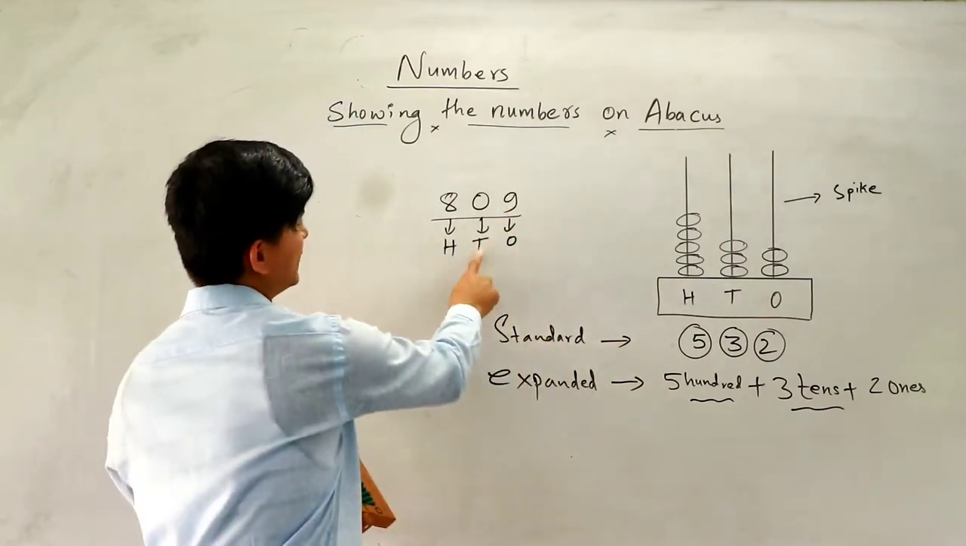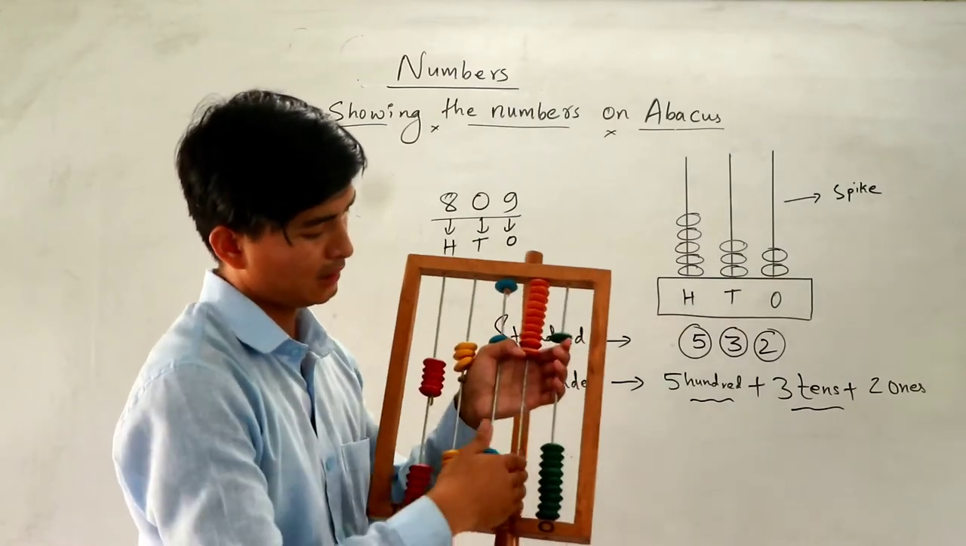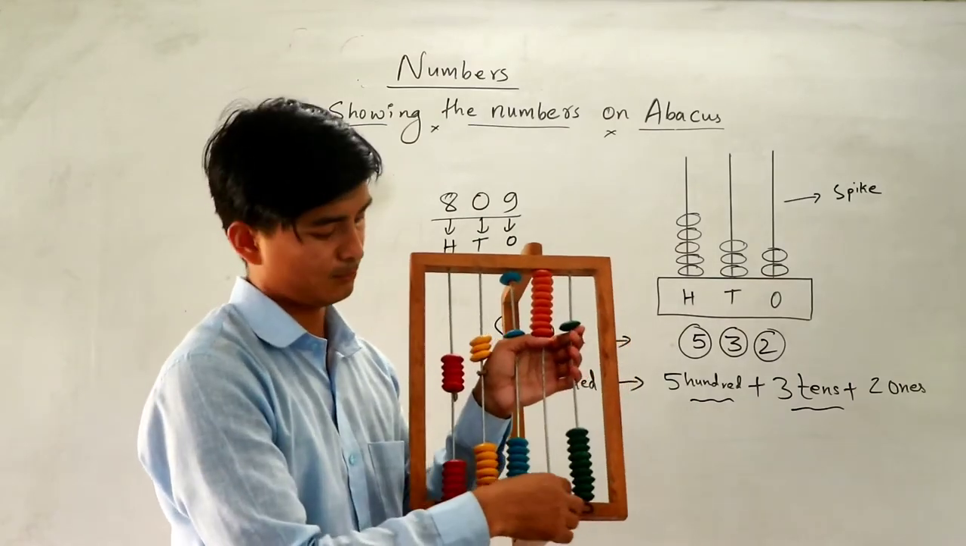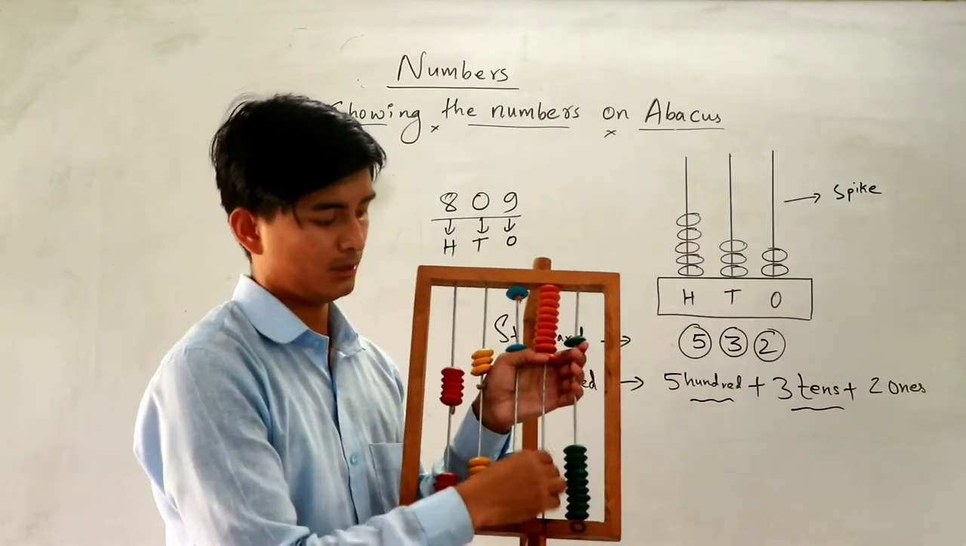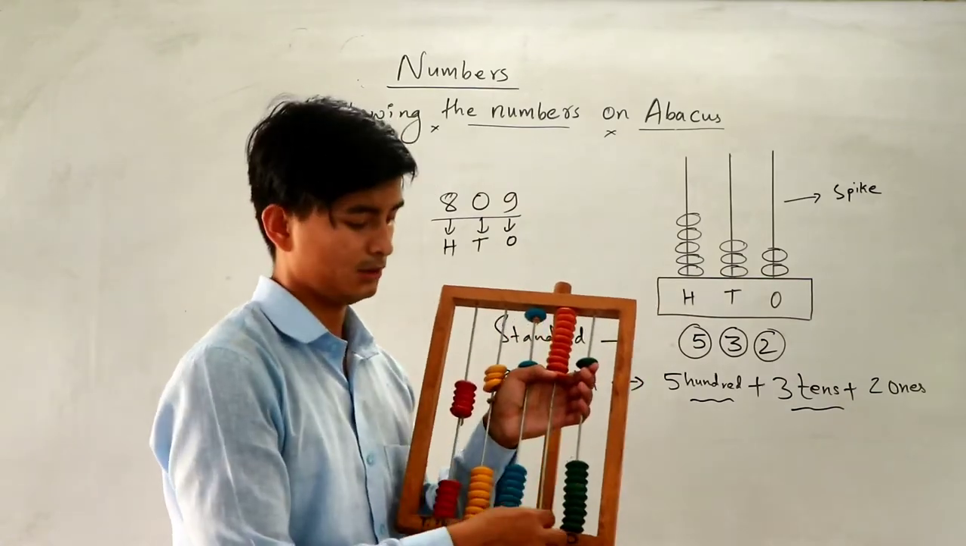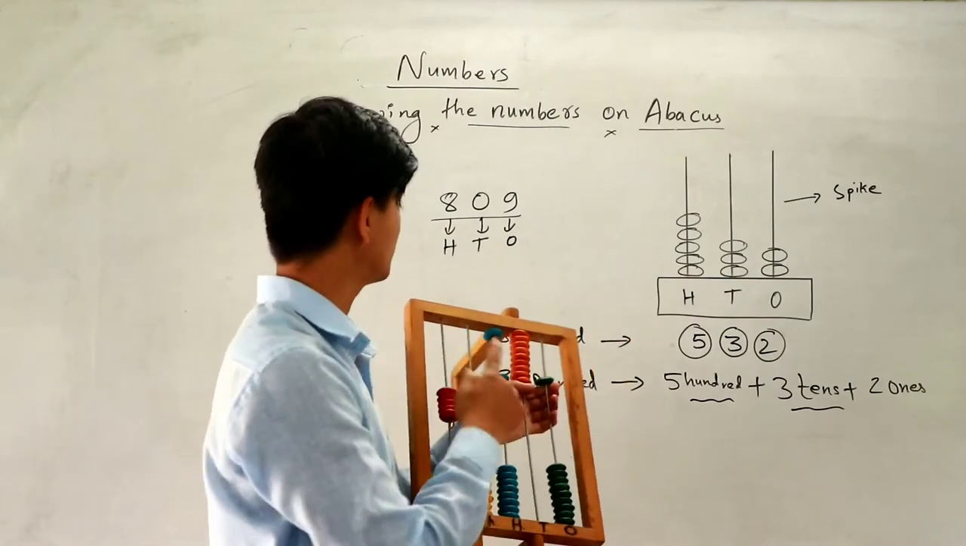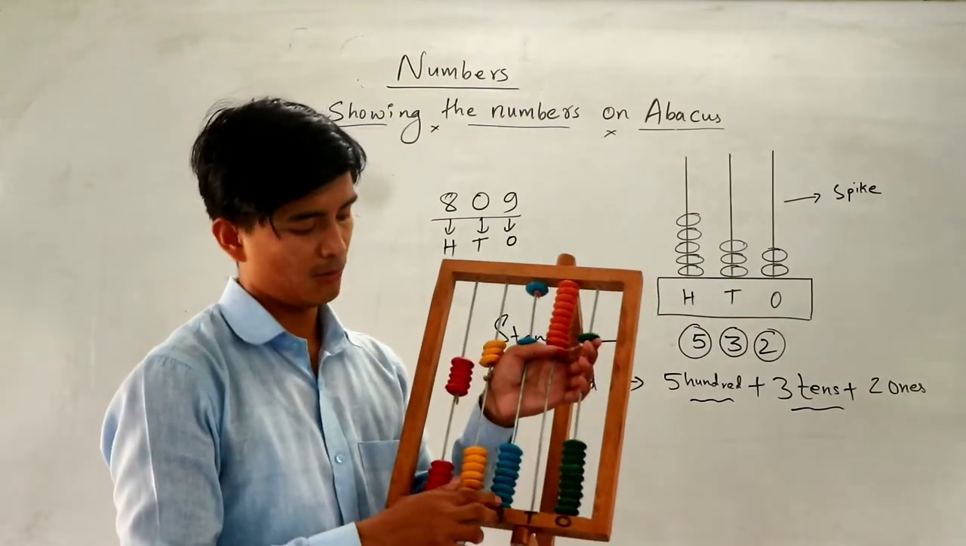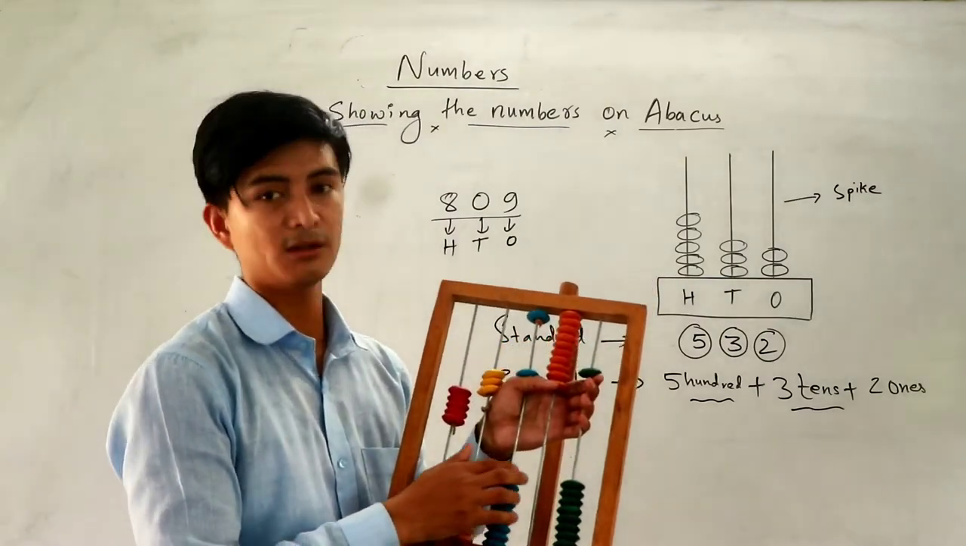After that in 10 place, what is there? Nothing is there. So see here, it is empty. This spike is empty. So empty means nothing. 0 you can write it over there. So after that 100, it is 8. 1, 2, 3, 4, 5, 6, 7, 8.